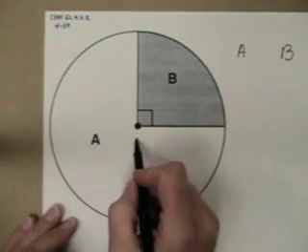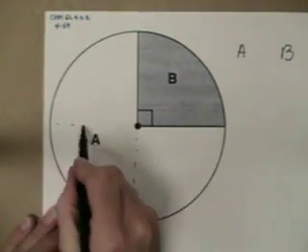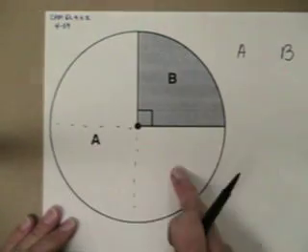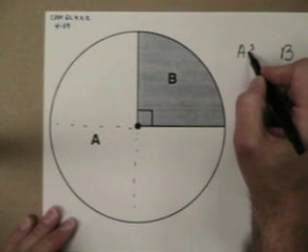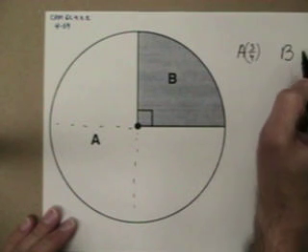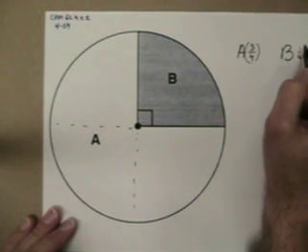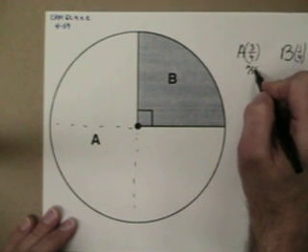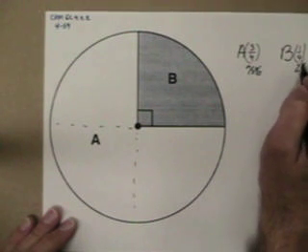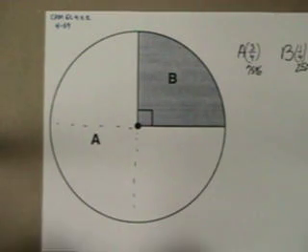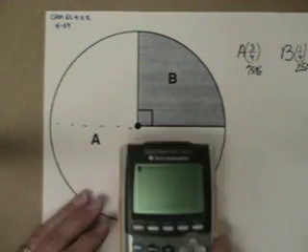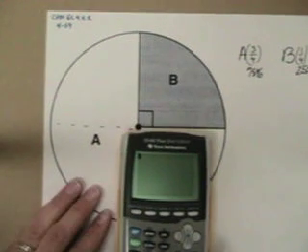Well, I can kind of see that it looks like A is 3 times as big as B. So I would say that I have a 3/4 probability for A and a 1/4 probability for B, or 75% of the time I'll get A and 25% of the time I'll get B. That's the theoretical. Then they wanted us to make a spinner, but we're going to do it this way.